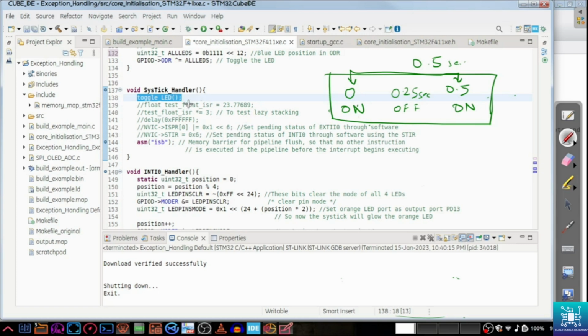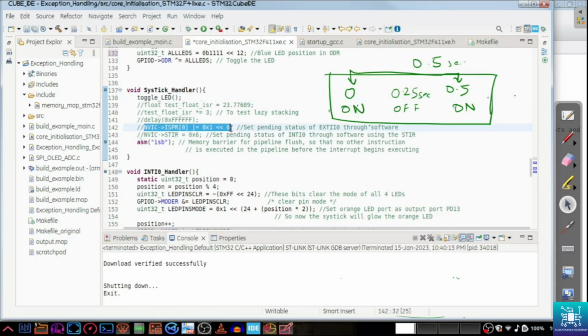Here we have just done a toggle, and all of this is left from the previous examples that we saw, that is the preemption examples that we saw. So NVIC, STI. This is something that I have not shown you. You can try that out yourself, or we'll see it sometime. We triggered the interrupt through software here, right? That is through NVIC we triggered the pending status.